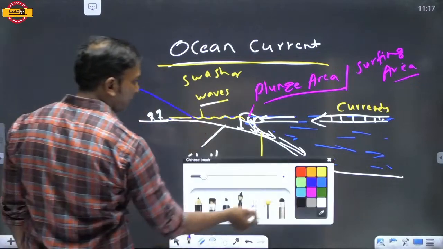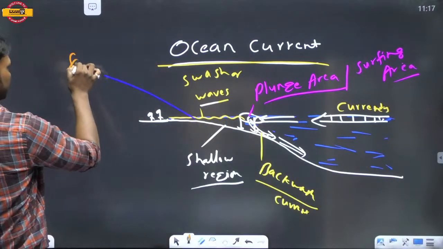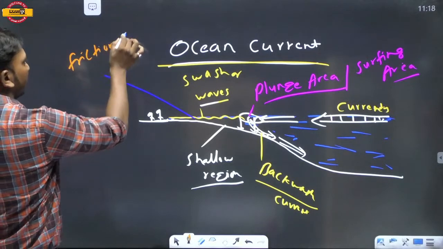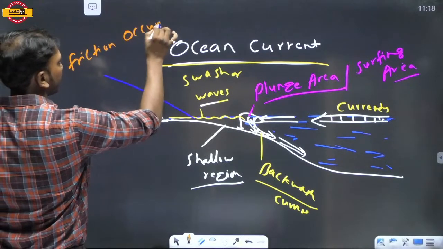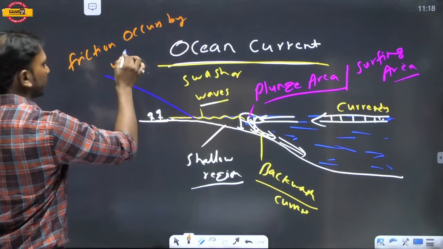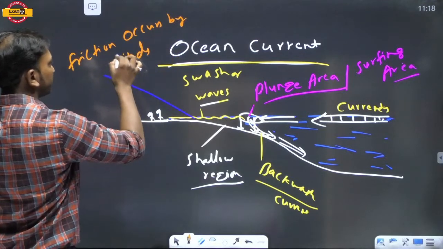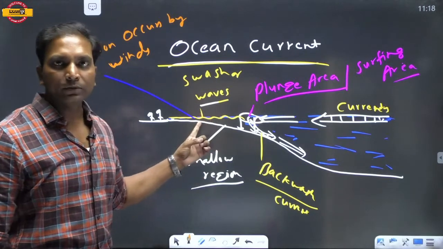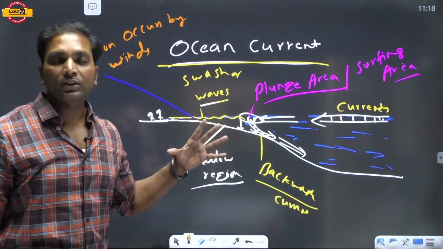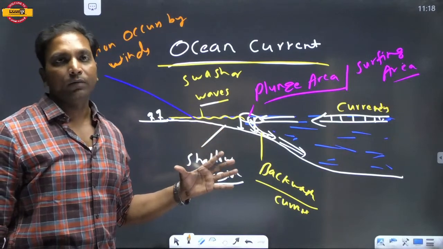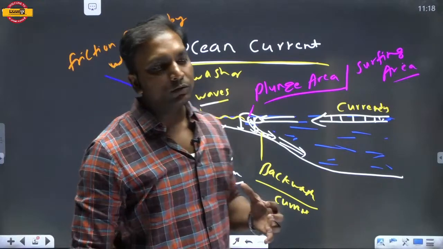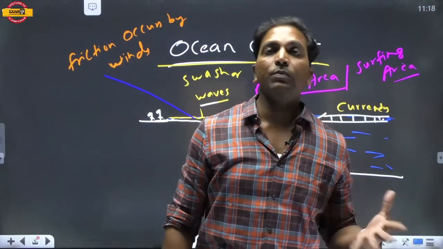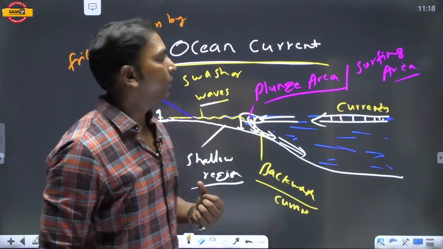winds. So here you have to mention friction occurs by winds. Okay. So stronger the winds, stronger the waves. So you can feel it in the coastal areas or beach areas. Whenever you will go to visit the Juhu beach or a Puri beach or a Goa beach, okay, you can feel it.